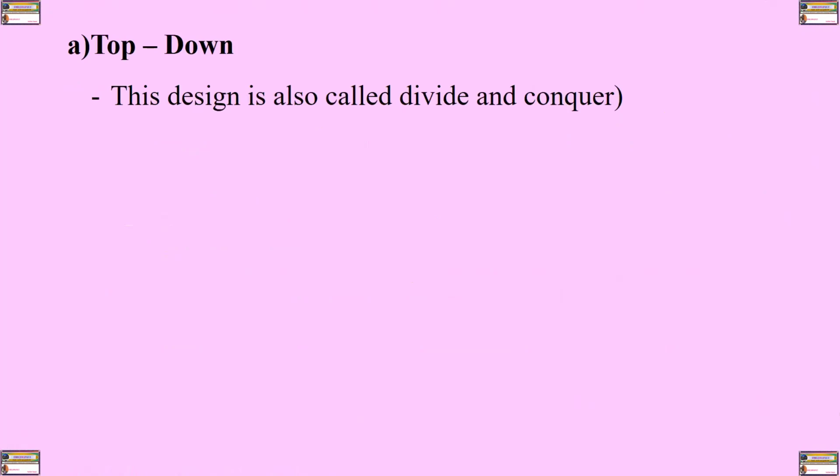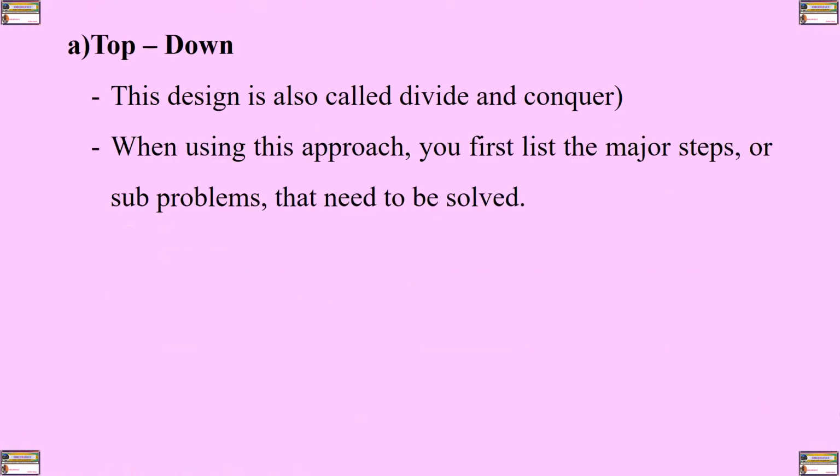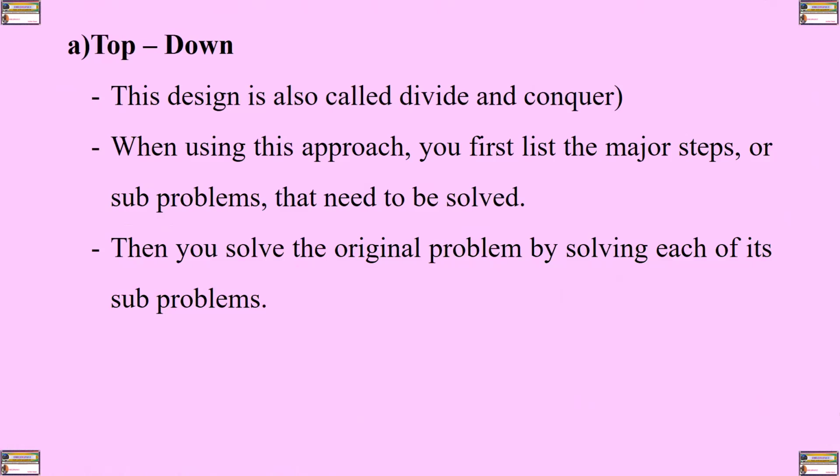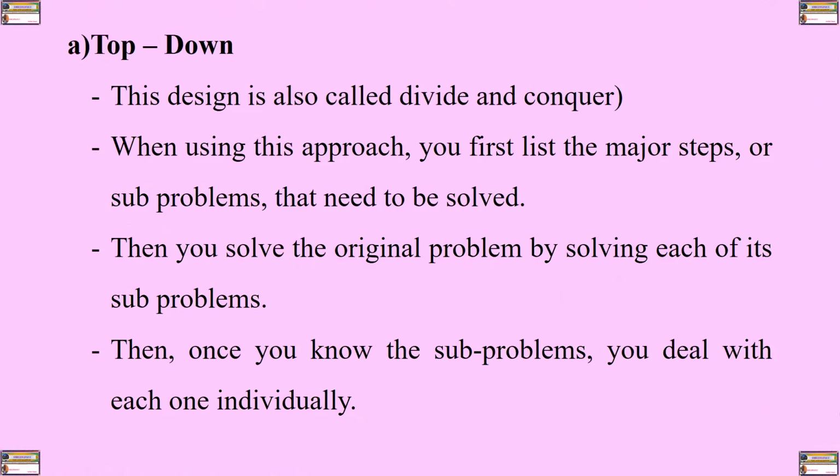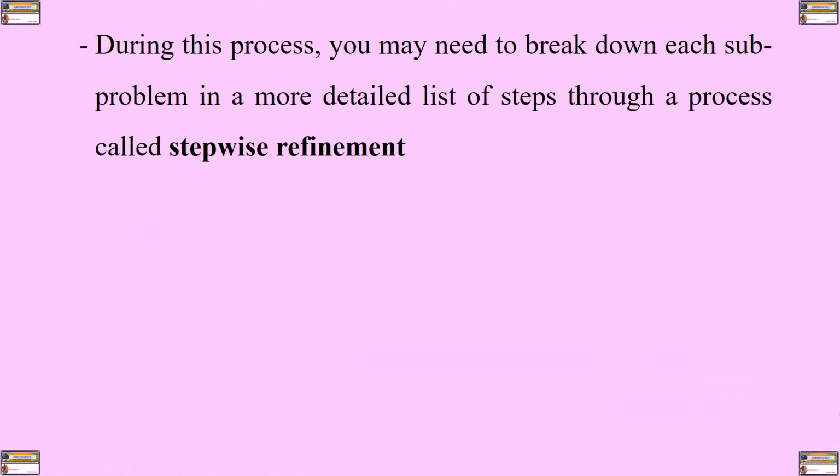What is top-down approach? This is a design which is also called divide and conquer. When using this approach, you first list the major steps or sub-problems that need to be solved. Then you solve the original problem by solving each of its sub-problems. Then, once you know the sub-problems, you deal with each one individually.